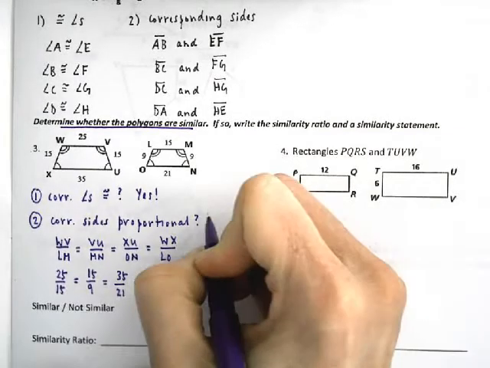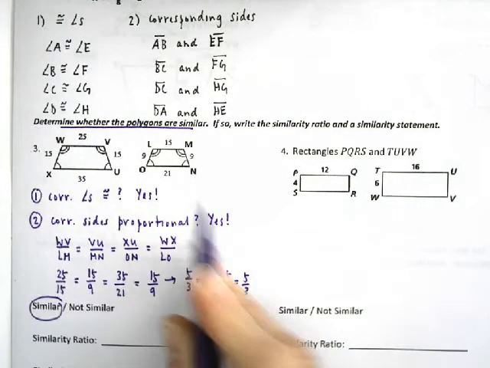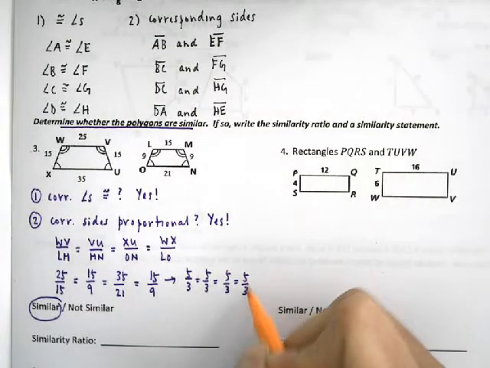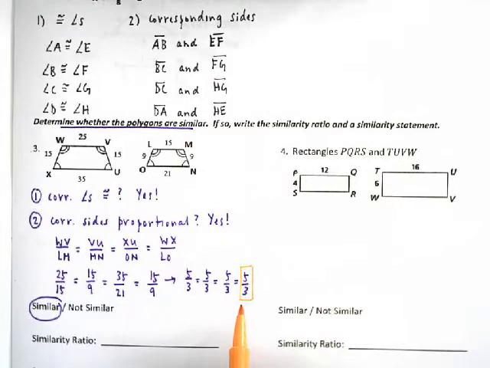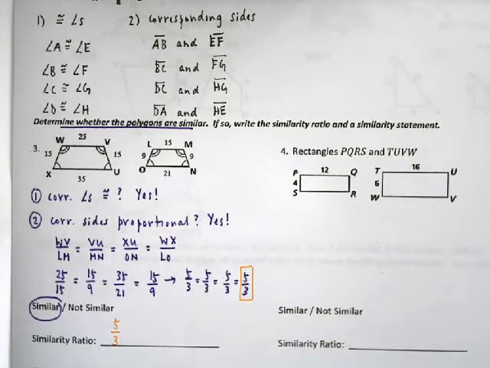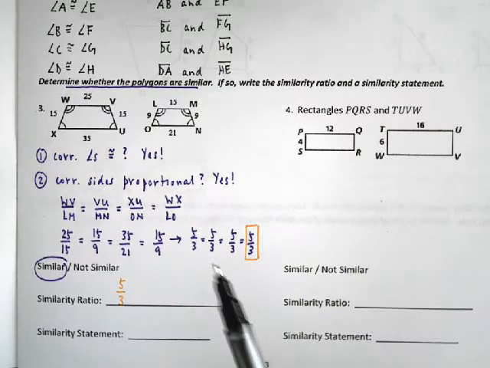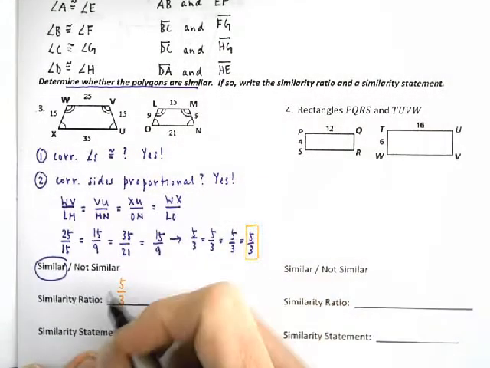Once I've checked that, then I can say that, yes, my corresponding sides are proportional. So these are similar because I can say yes to both of those questions. Now remember, the similarity ratio is just the ratio between corresponding sides. So when we checked that, we actually found our similarity ratio, which was 5 over 3. Now for the last part is just a similarity statement. Again, the important thing here is that I have my corresponding vertices in the same order.